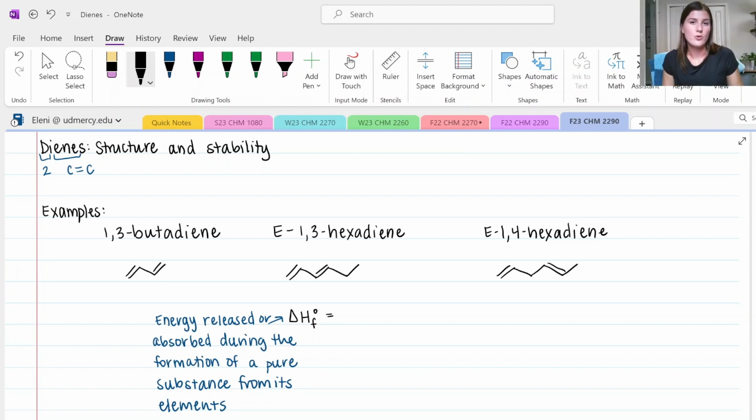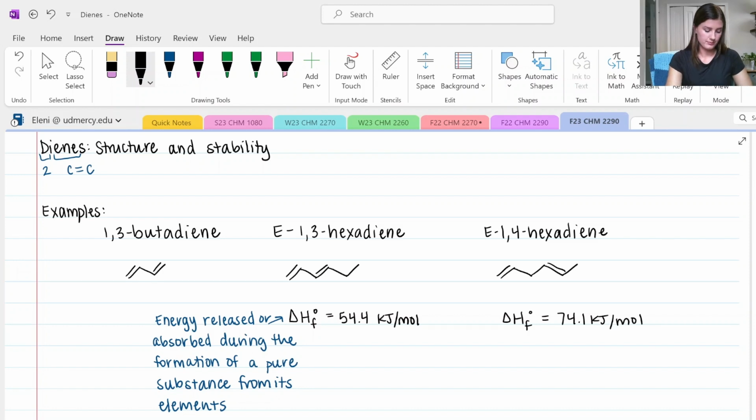So we have a different heat of formation value for different molecules. For 1,3-hexadiene, that value is 54.4 kilojoules per mole. And for 1,4-hexadiene, it is 74.1 kilojoules per mole. So two molecules with the same number of elements have quite different delta heat of formation values.